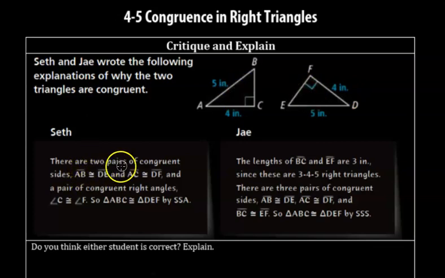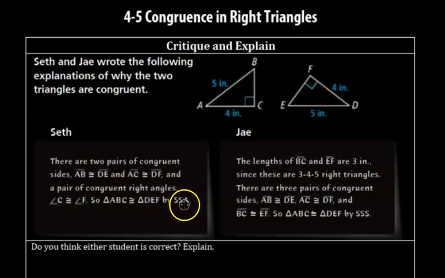Seth says there are two pairs of congruent sides. Segment AB is congruent to segment DE, and segment AC is congruent to segment DF, which is correct, and a pair of congruent right angles, which is correct. So he says that triangle ABC is congruent to triangle DEF by SSA, which we're assuming means side-side-angle.